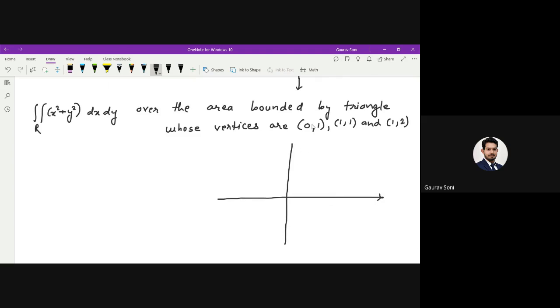So this is point A, (0, 1). (1, 1) will be here, point B, with x coordinate 1, y coordinate 1. And point C is (1, 2), x coordinate 1, y coordinate 2. This is my region and I want to give the limits.